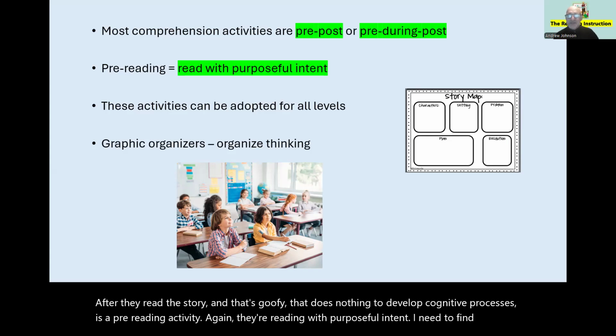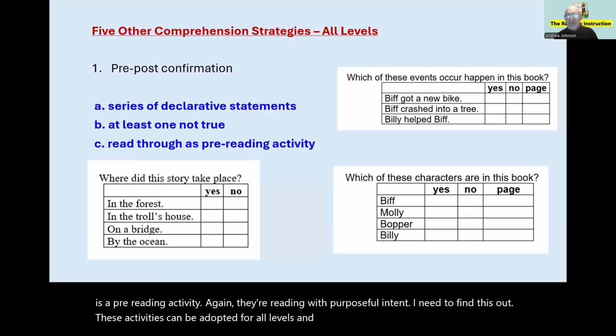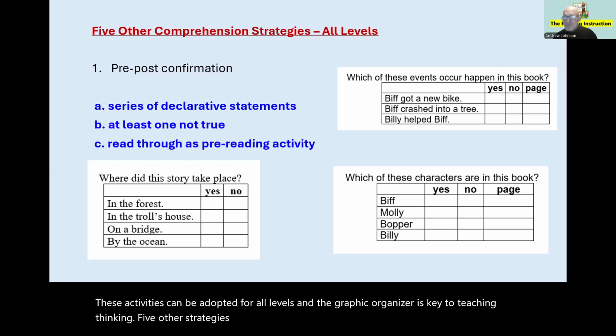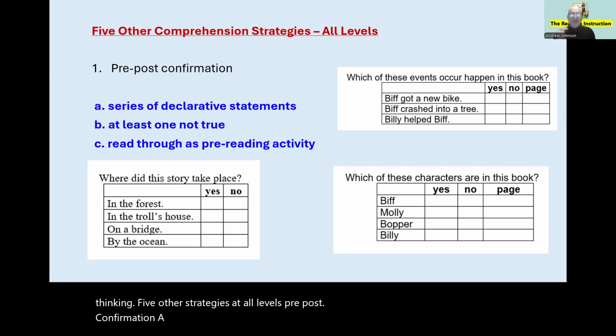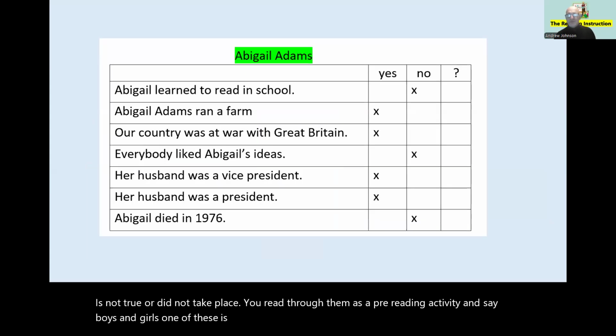These activities can be adopted for all levels, and the graphic organizer is key to teaching thinking. Five other strategies at all levels: pre-post confirmation, a series of declarative statements, and at least one is not true or did not take place. You read through them as a pre-reading activity and say, boys and girls, one of these is not true. The number of statements, of course, is dependent on the level of students.